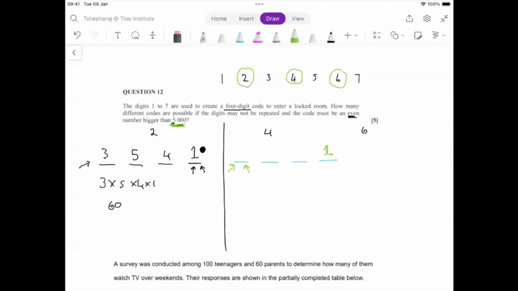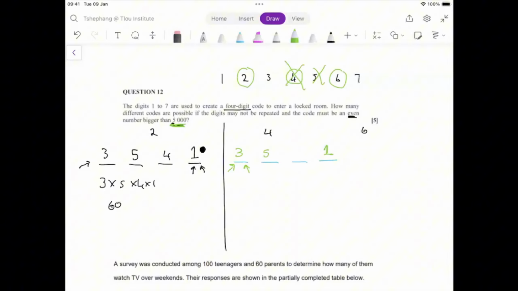3. It's either a 5, a 6, or a 7. Those are the numbers that I can put. Now that the 4 is out and another number, either a 5, a 6, or a 7 is out, how many numbers am I left with? Because we cannot repeat.